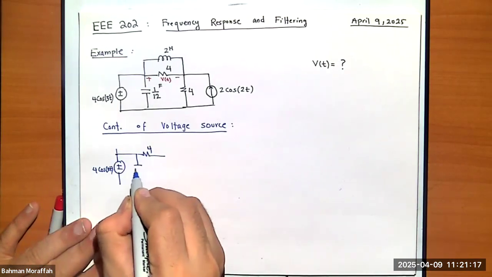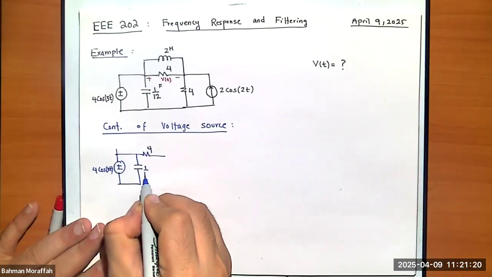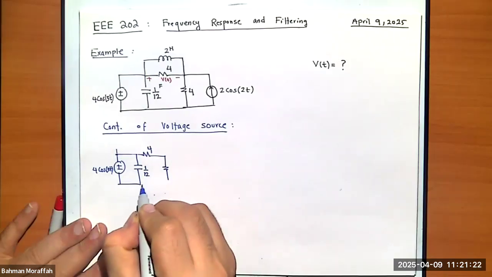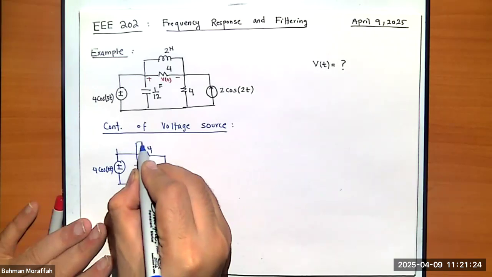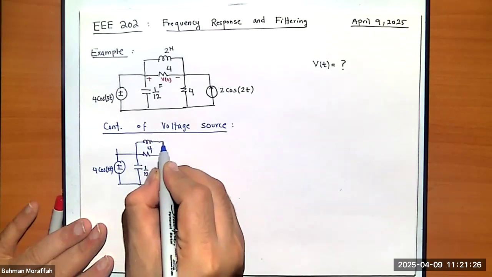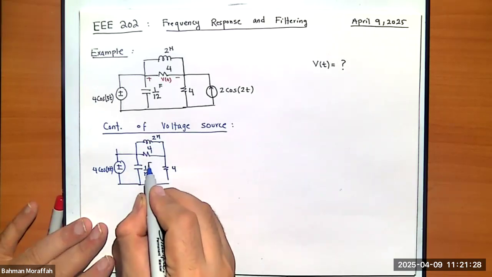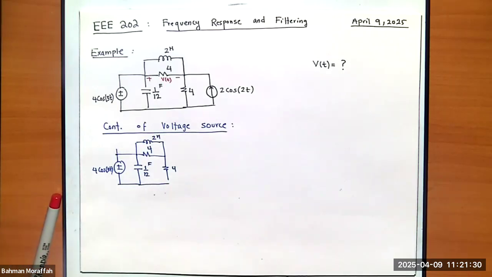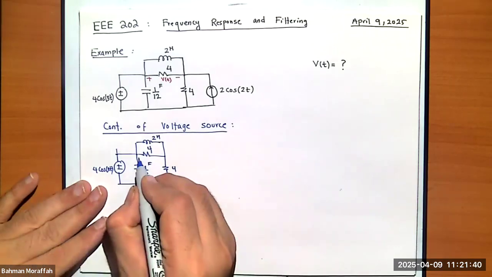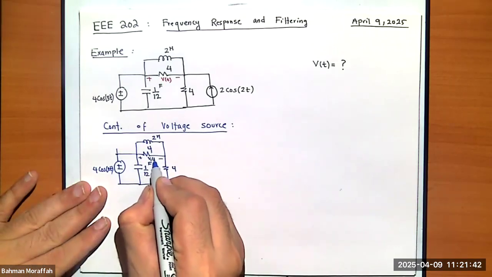I have this 4. I have 1 over 12. I have this 4. And I have this 2 Henry inductor. Right? So this is my contribution of the voltage source. So let's call this voltage over here V1 of t.